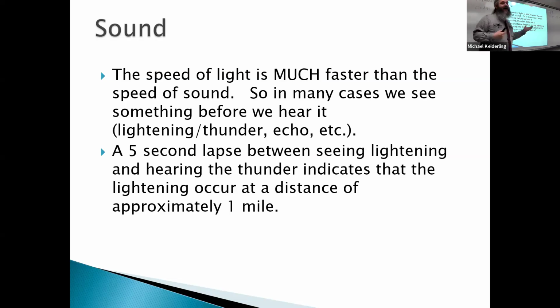So for example, a 5-second lapse between seeing lightning and hearing the thunder indicates that the lightning occurred at a distance of about 1 mile away. So if you see something and it takes 5 seconds for the sound of that something to reach you, that happened about a mile away, because the speed of sound is about a fifth of a mile per second, or about a third of a kilometer per second.